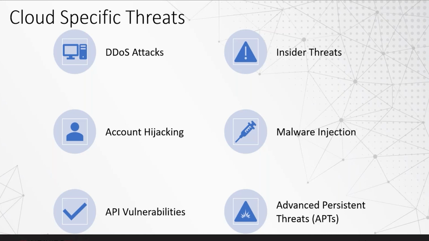Then obviously, malware injection. Just like on-premises, you have a lot of malware in the cloud platform too. And the next is API vulnerabilities. Many organizations, like the Cloud Security Alliance, ISACA, and ISC2, are now publishing more and more articles on API security. Do you know why people focus more on this?